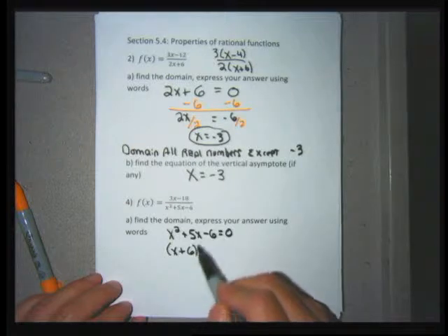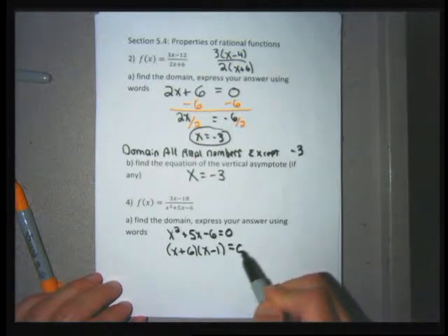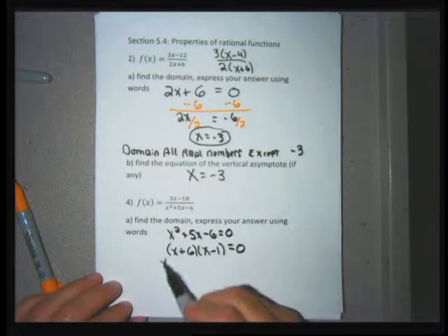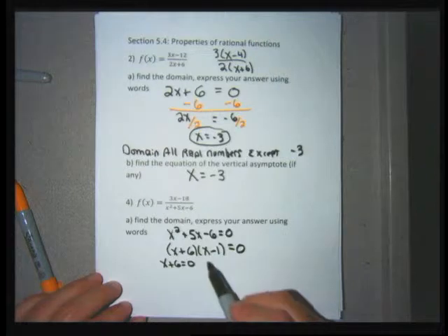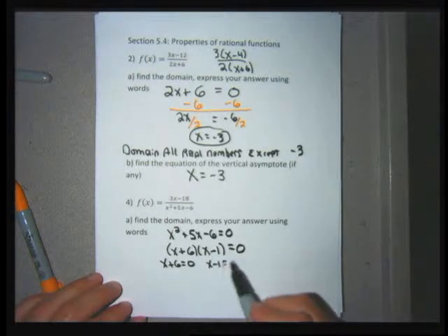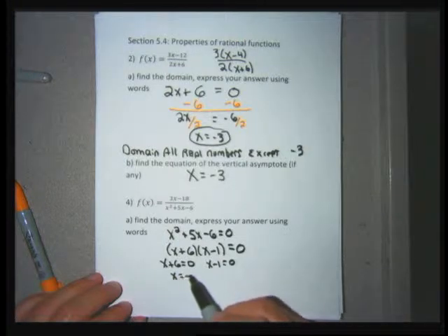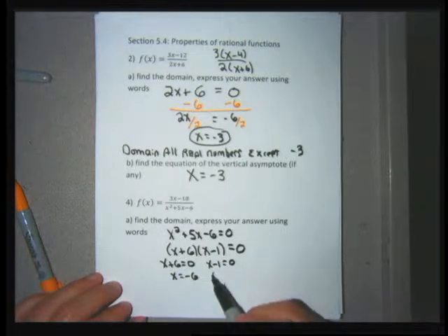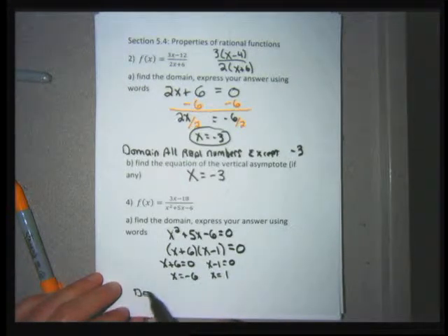Because this denominator has a square, I need to solve by factoring. Once I have it factored, I split the factors up and set the factors equal to 0. For the x plus 6, setting it equal to 0, I'll subtract 6 from both sides and get -6. For the x minus 1, I'll add 1 to both sides and get x equal to 1. Those are the answers for my vertical asymptotes, but not the answer for my domain.